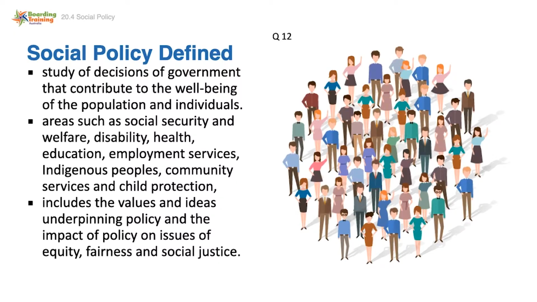How do we define social policy, and this will help you with question 12. Social policy is the study of decisions of government that contribute to the well-being of the population generally and of individuals, and it's in areas such as social security, welfare, disability, health, education, employment services, Indigenous peoples, community services and child protection. It also includes values and ideas that underpin policy and the impact of policy on areas such as equity, fairness and social justice. So that's social policy, how we define social policy.